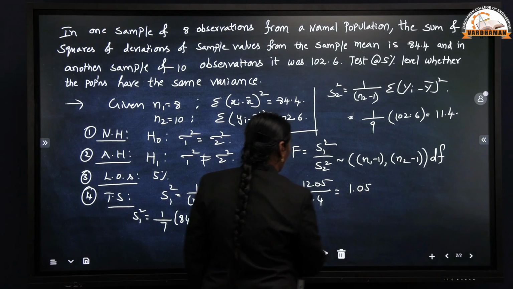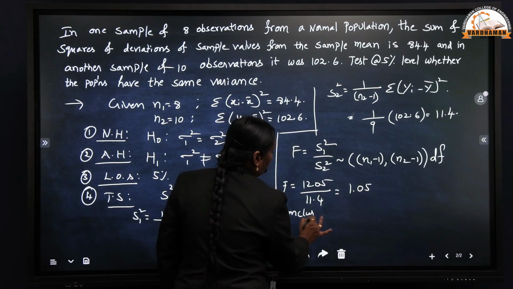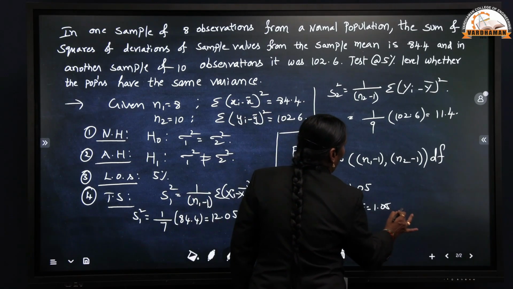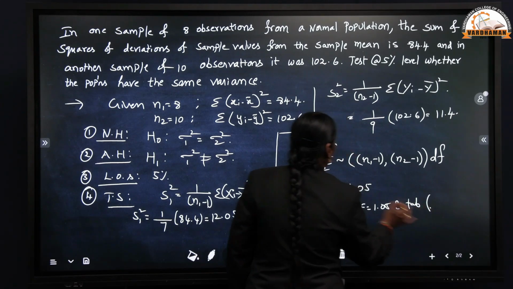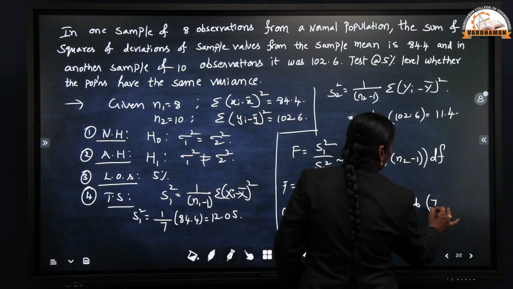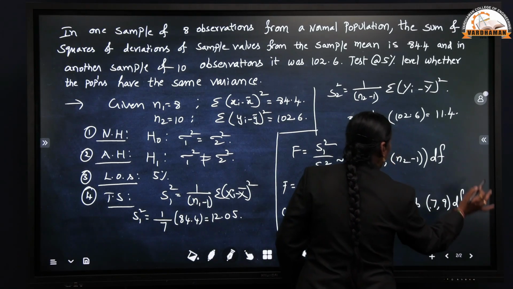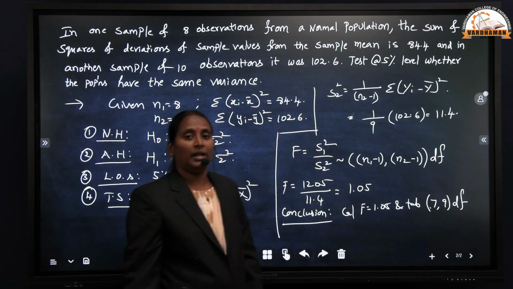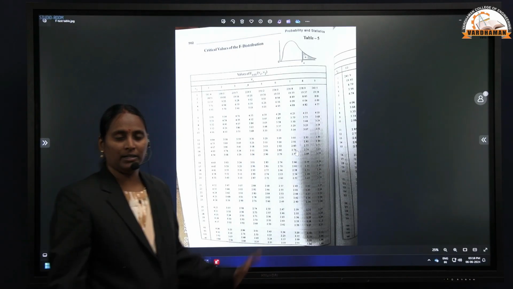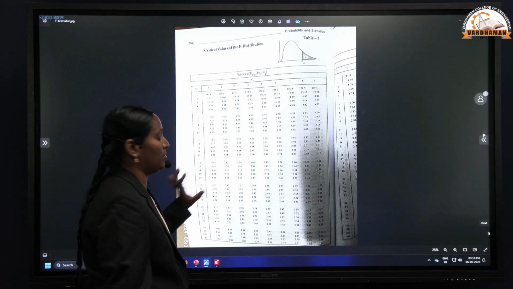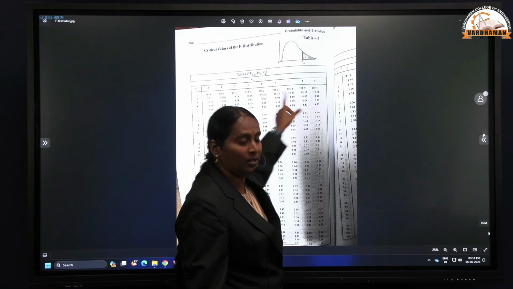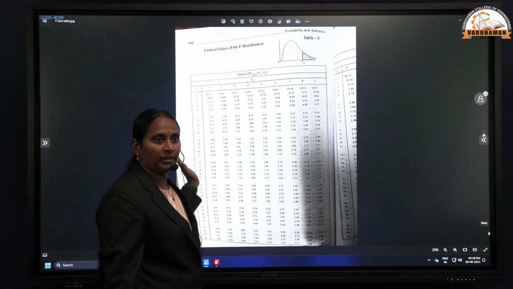Now we are going to find the table value. We got the calculated value of F as 1.05, and for the table value of F we take n1 minus 1, 8 minus 1 is 7, and 10 minus 1 is 9 degrees of freedom. So we have to check the table value at 7, 9 degrees of freedom at 5% level of significance. Now let us see how to verify the table value. This is the F test table value at 5% level of significance. We find the greater variance's degrees of freedom on the upper part of the table, and on the left hand side we follow the denominator.